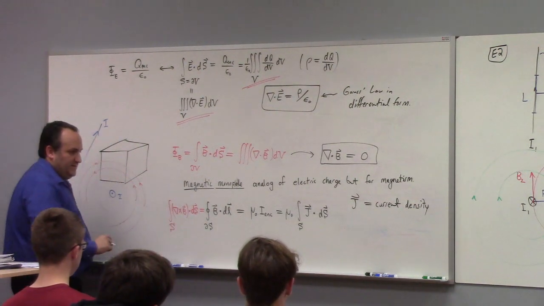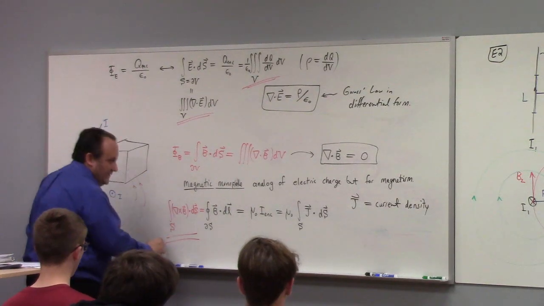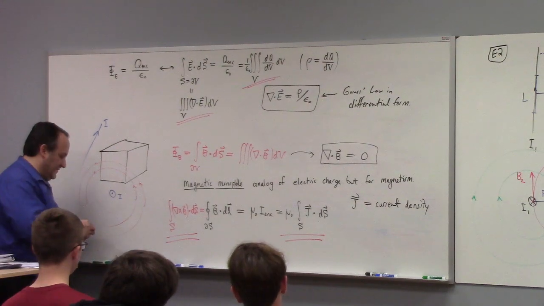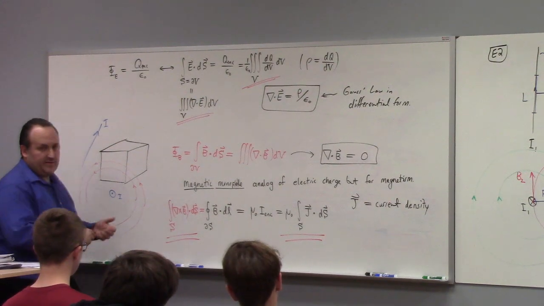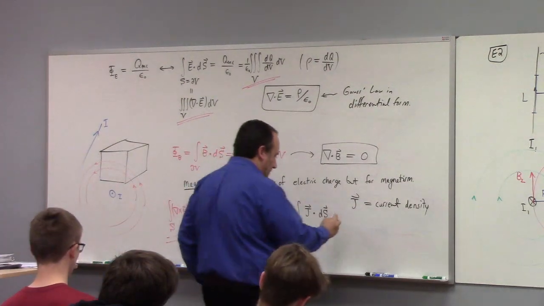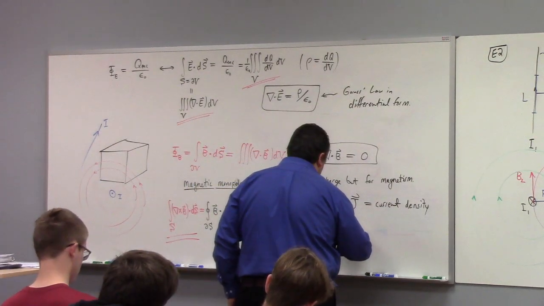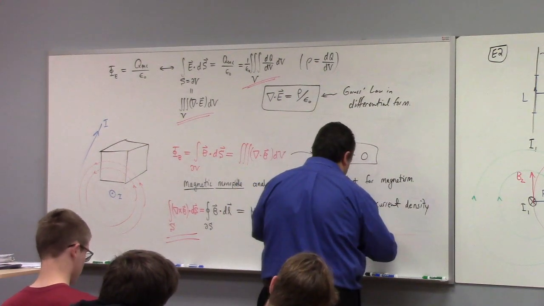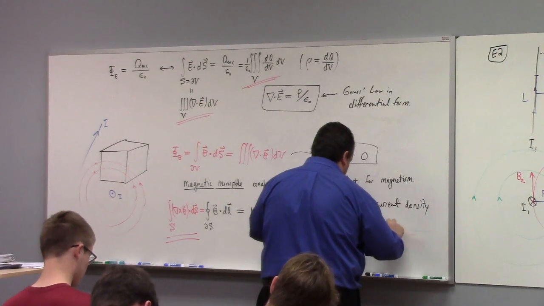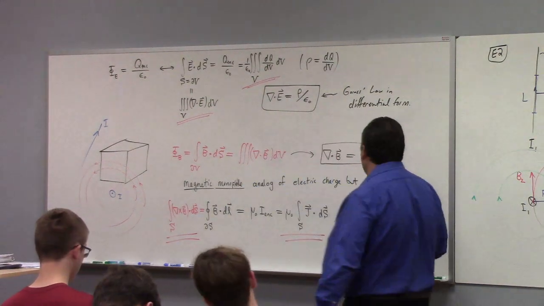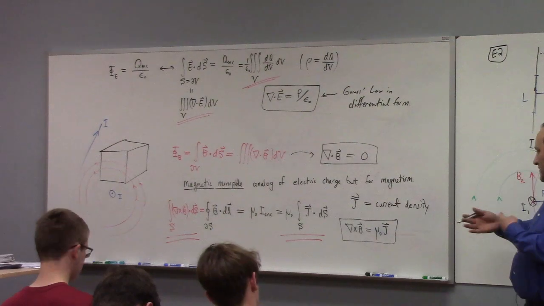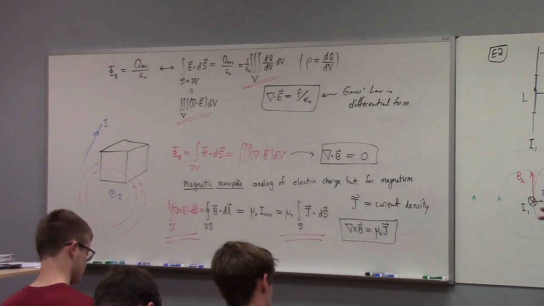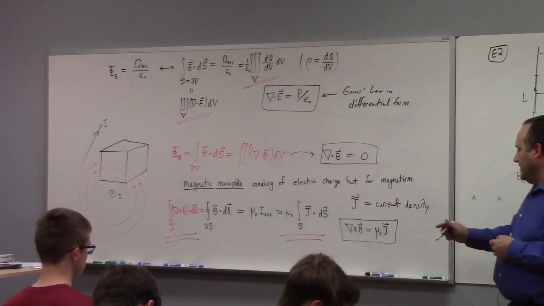Now, if this is equal to that for arbitrary surfaces, then this gives us the differential form of Ampere's law. The differential form of Ampere's law is as follows: the curl of the magnetic field is equal to mu naught times the current density. So this is sort of the analog of Gauss's law, but for magnetism. But here again, the current density.